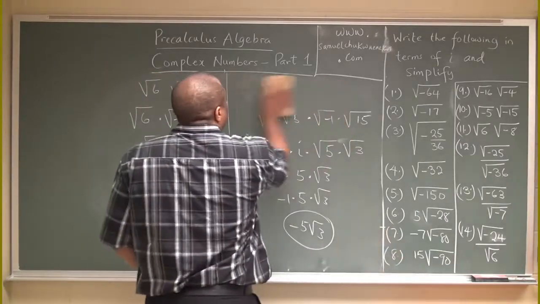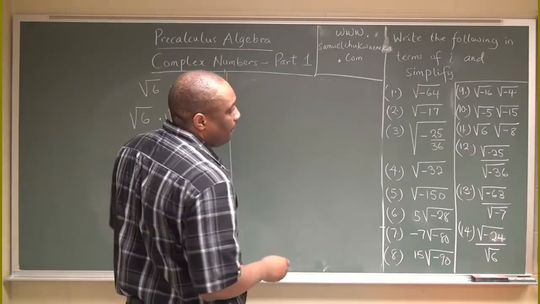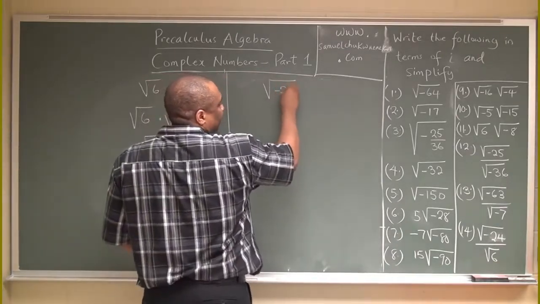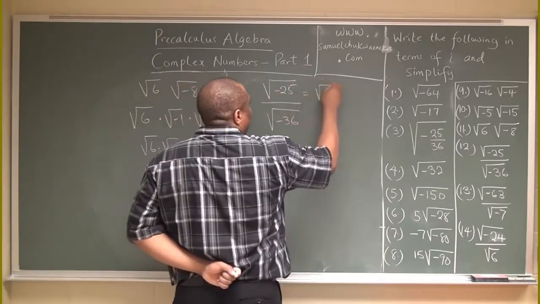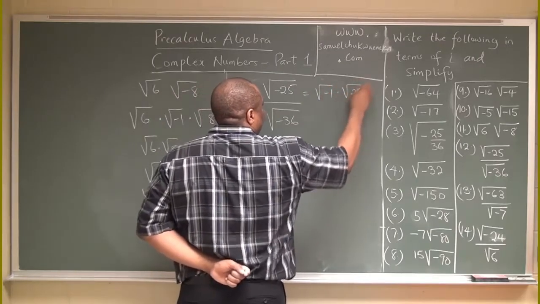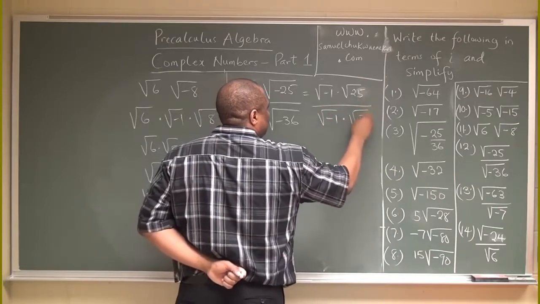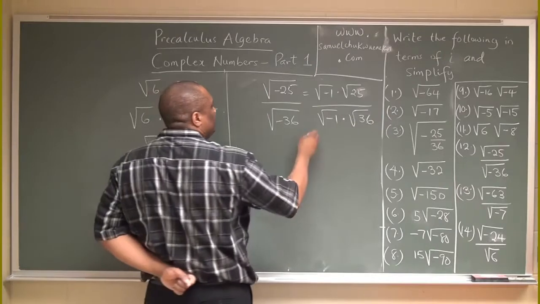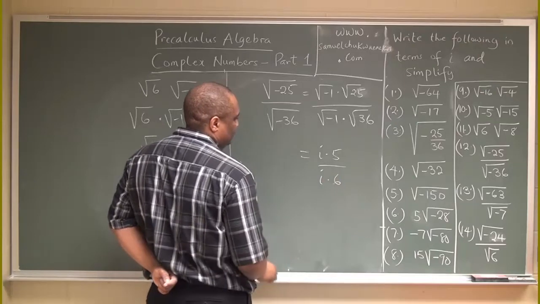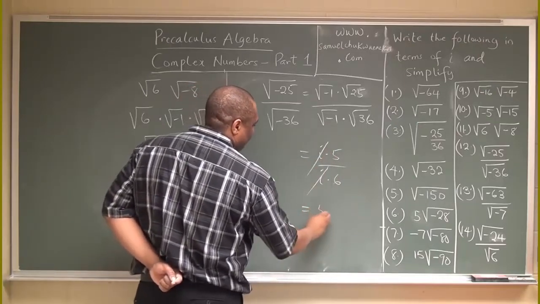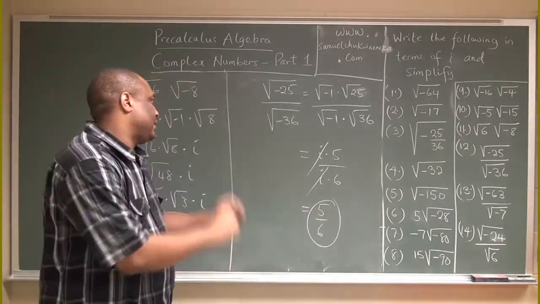Okay, the next one, we have square root of negative 25 over square root of negative 36. So this will be square root of negative 1 times square root of 25, all over square root of negative 1 times square root of 36. So this will be I times 5 over I times 6. Of course, I will cancel I. You have 5 over 6. 5I over 6I, I will cross out I and you have 5 over 6.